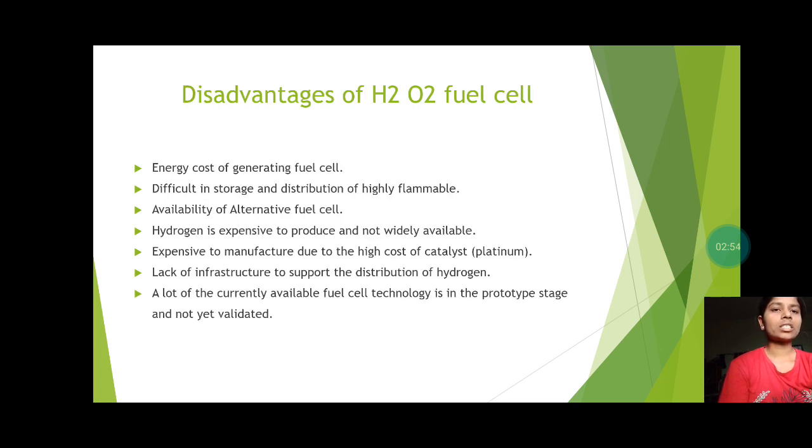These are the disadvantages of the H2O2 fuel cell. First of all, the energy cost of generating fuel, difficulty in storage and distribution of highly flammable hydrogen, and availability of alternative fuel cells. Hydrogen is expensive to produce and not widely available. Expensive to manufacture due to the high cost of catalyst. In this, the catalyst is platinum. Lack of infrastructure to support the distribution of hydrogen. A lot of the currently available fuel cell technology is in the prototype stage and not yet validated.